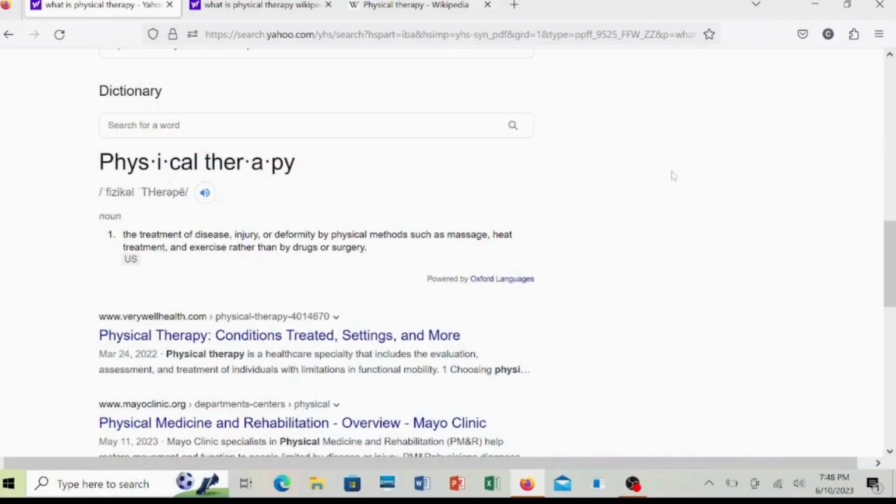And what do you find if a person doesn't know what physical therapy is and they go and search on the internet? What would they find? So let's look at some things you can see for that. I went to Yahoo Dictionary just as a start, just to see what they say physical therapy actually is. So let's read this here. It says, physical therapy is the treatment of disease, injury, or deformity by physical methods such as massage, heat treatment, and exercise rather than by drugs or surgery.